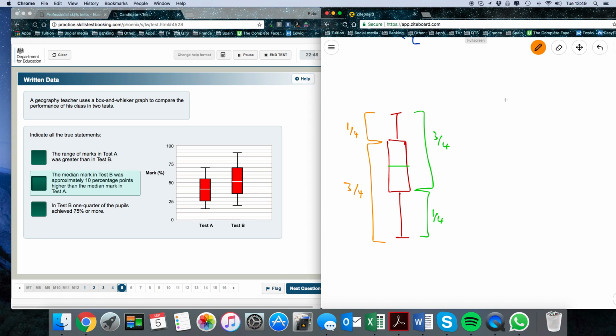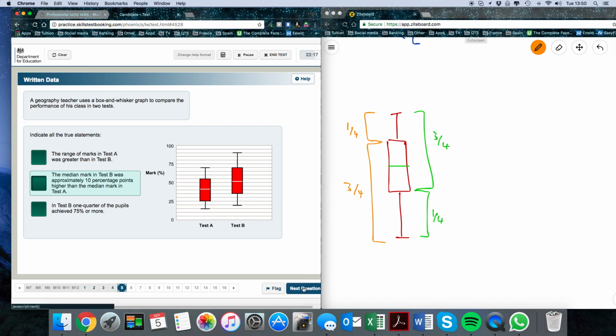So this question says in test B 1/4 of the pupils achieved 75% or more. Well, that would mean that your upper quartile would have to be on 75%, and can you see as my cursor goes across, it's not, it's on 70. So the correct statement would be in test B 1/4 of the pupils achieved 70% or more. So this one's a false statement. Let's move on.